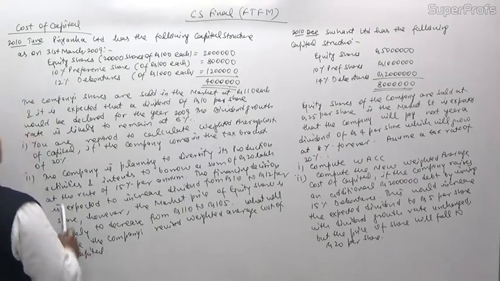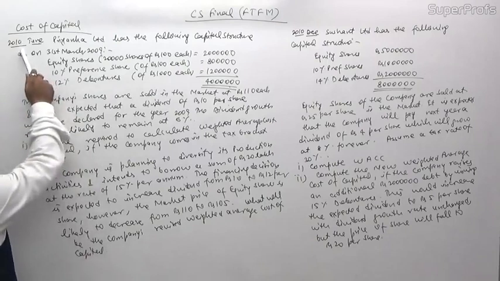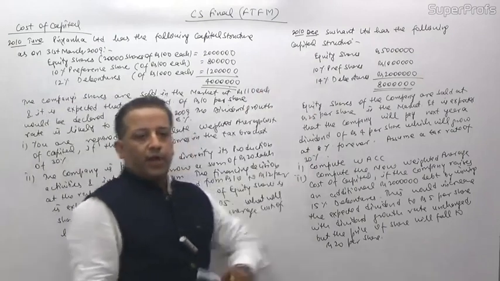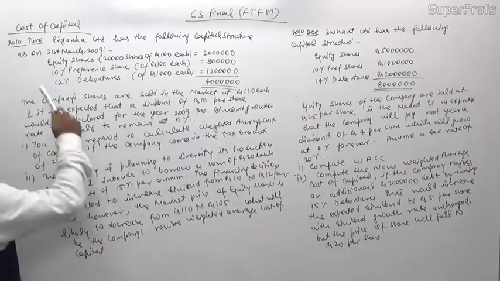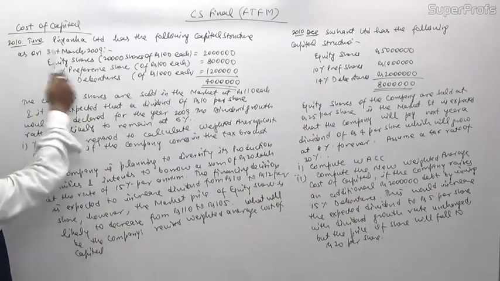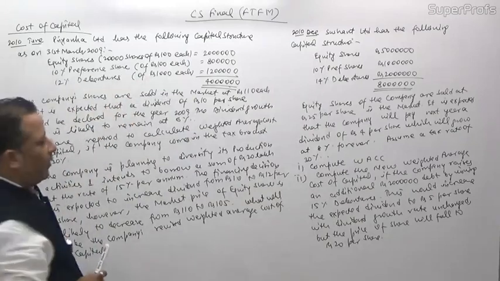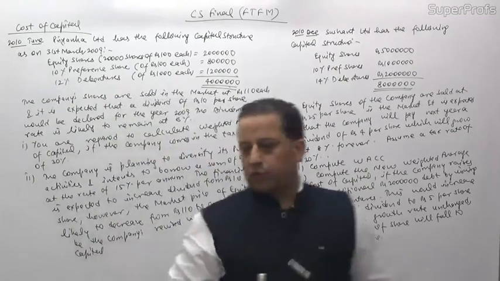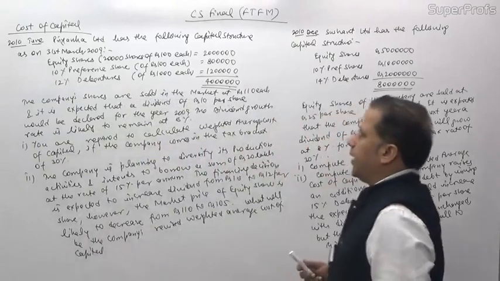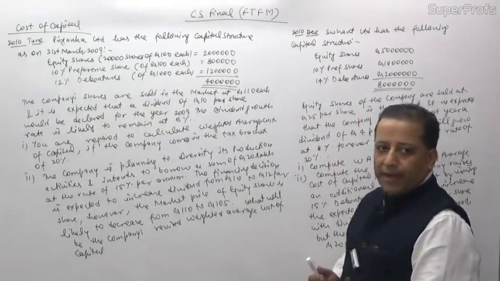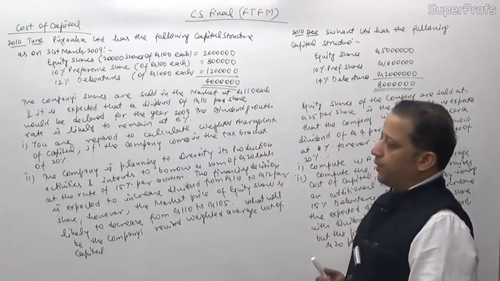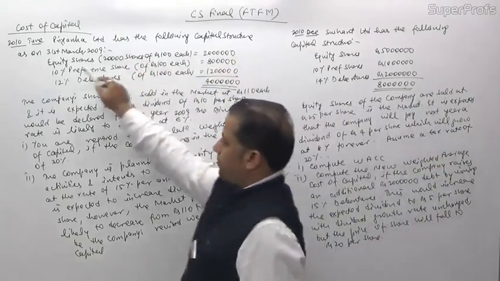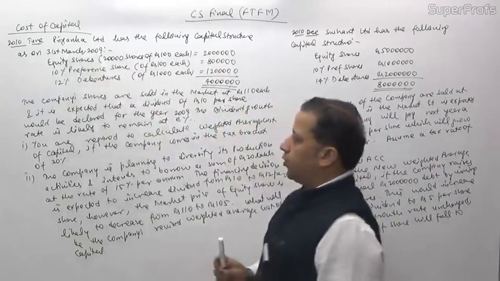In the cost of capital chapter, I'm taking two questions, one from 2010 June and the other from 2010 December. The first question, from the 2010 June examination, is: Priyanka Limited has the following capital structure as on 31st March 2009.